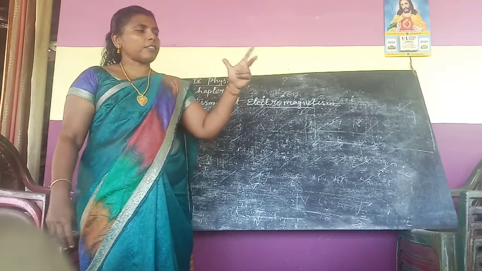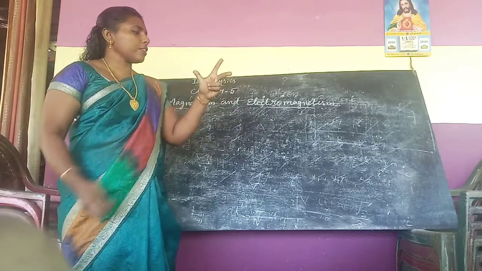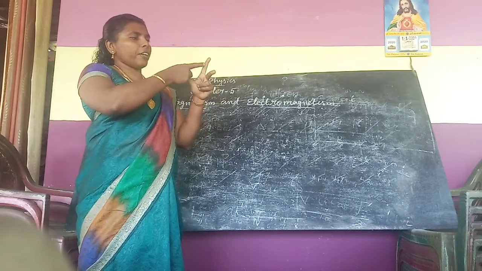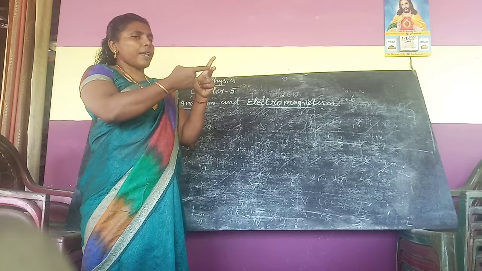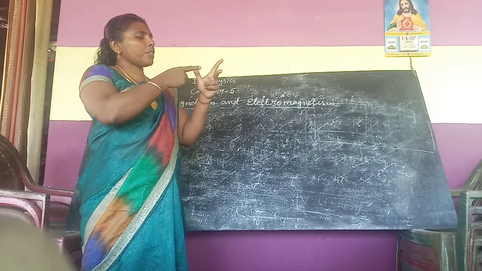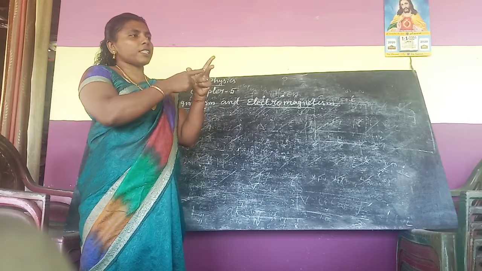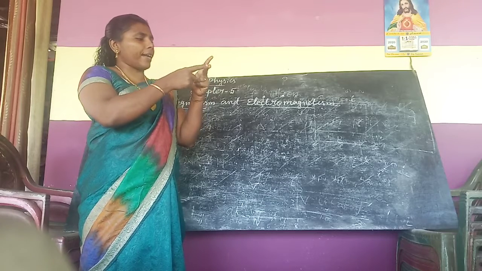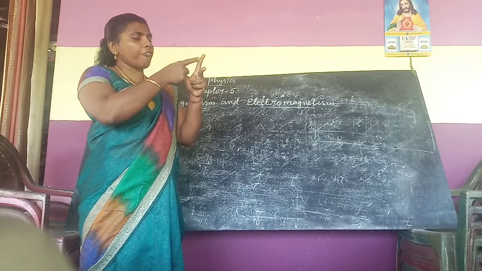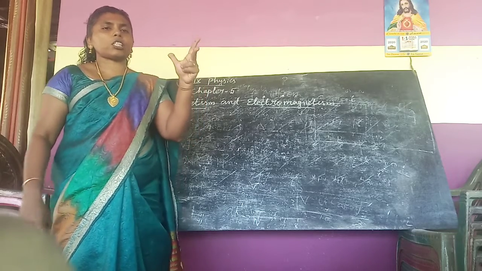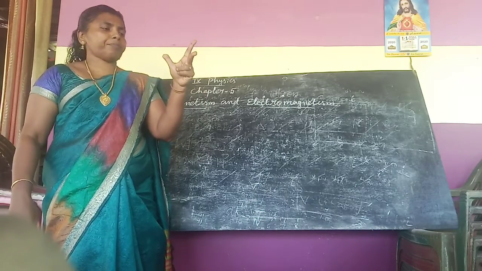See, stretch three fingers. So what are the fingers? The thumb, second finger and middle finger. You can say forefinger or second finger, and middle finger. So the middle finger indicates what? It indicates the direction of current. And the second finger indicates the direction of magnetic field. And the thumb indicates the direction of motion of a conductor.